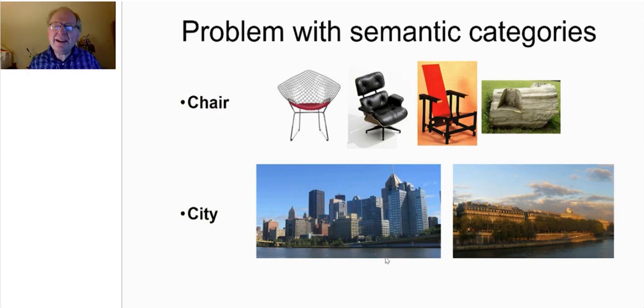Because chair is a category that's functional, that's based on affordances. And for us, we can see the similarities because we have experience with squeezing our bottom into various things that could serve as chairs. But for a computer, just seeing this as images, it doesn't have any of this information. And so it really does not know how to connect these instances together into a category.